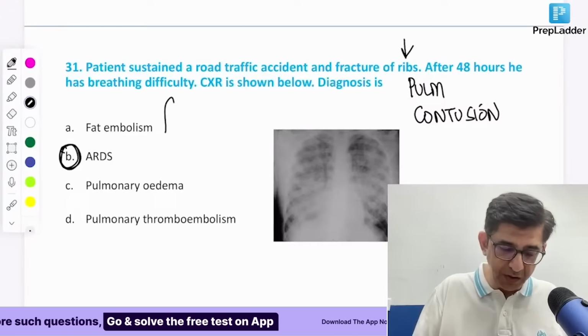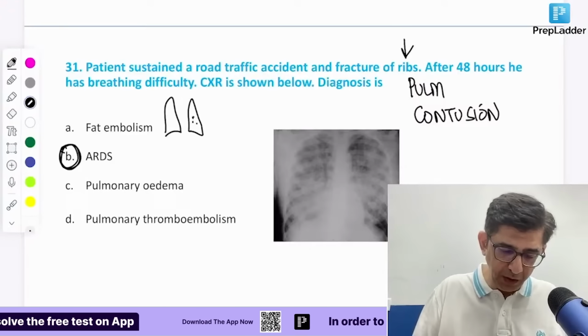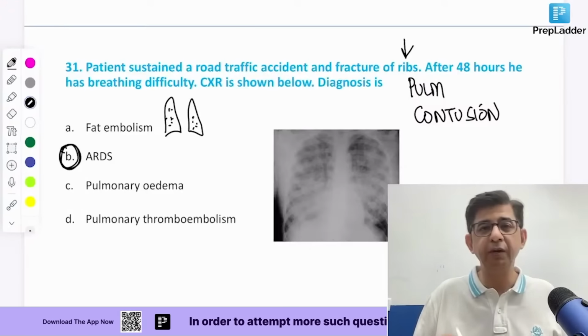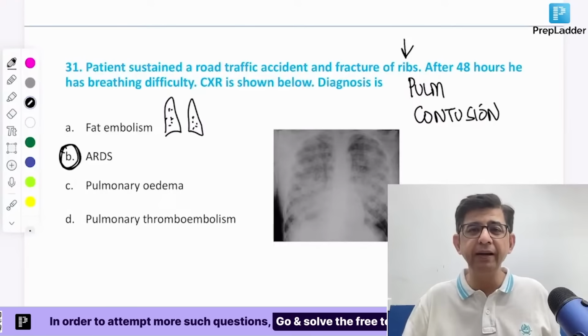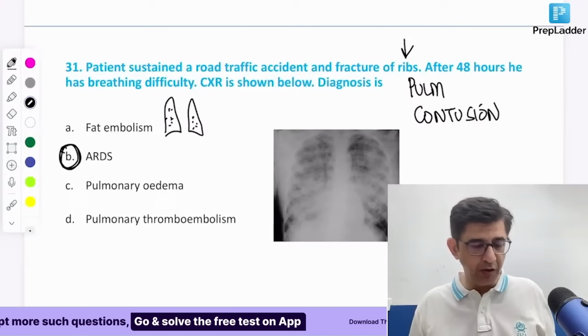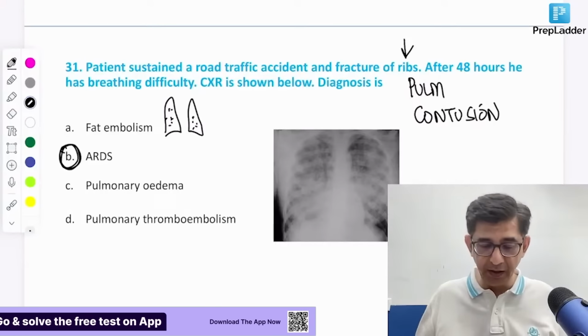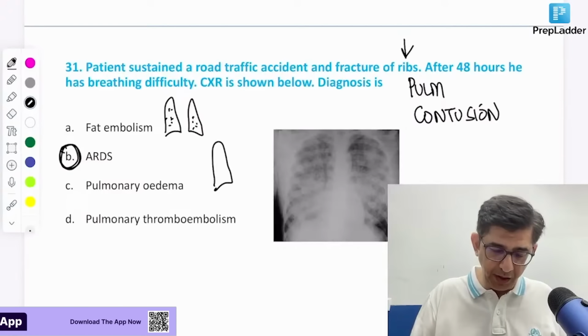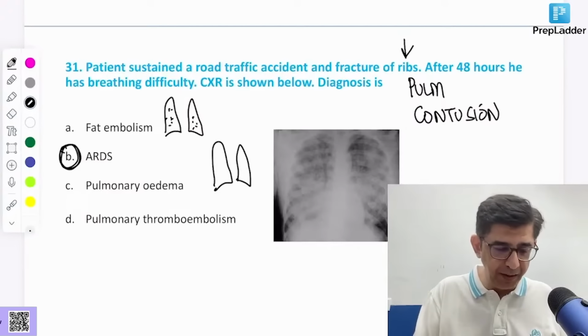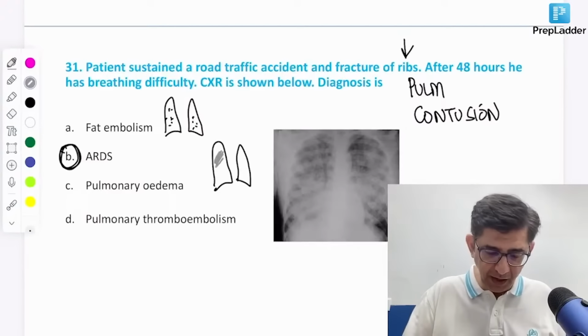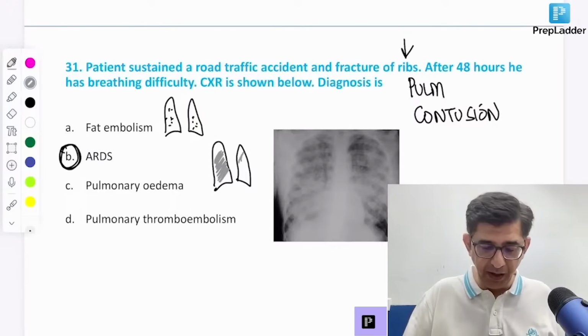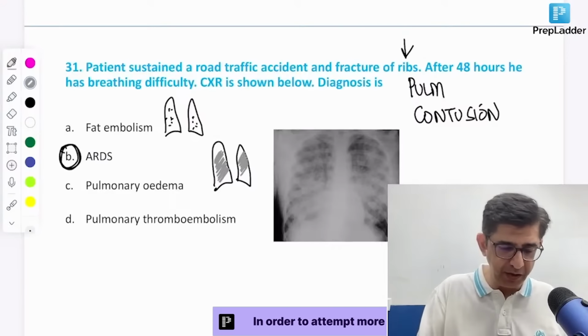In fat embolism, on the X-ray, most of the time the snowstorm appearance can be present, but it will not be so extensively wide as that of acute respiratory distress syndrome. Here the word is bilateral infiltrates. Earlier also when I showed ARDS, I tried to increase the severity by showing it white here. That would be extensive bilateral infiltrates in acute respiratory distress syndrome.